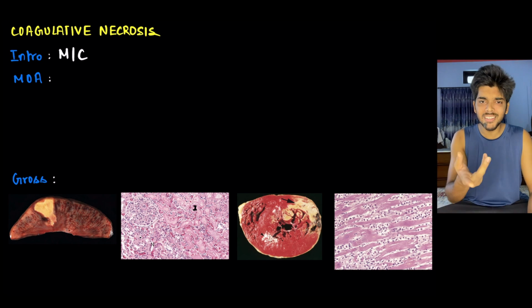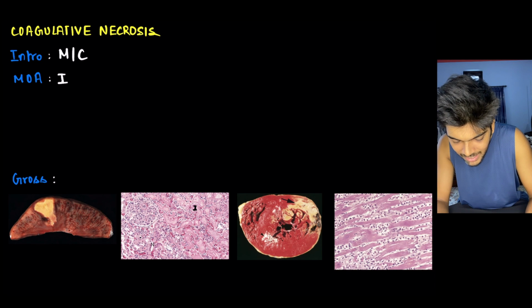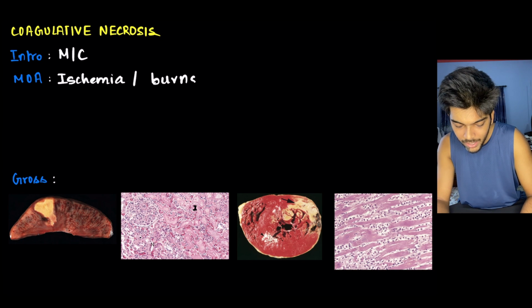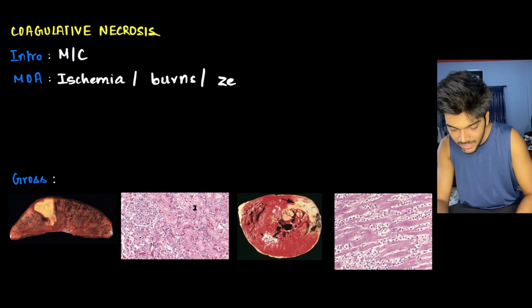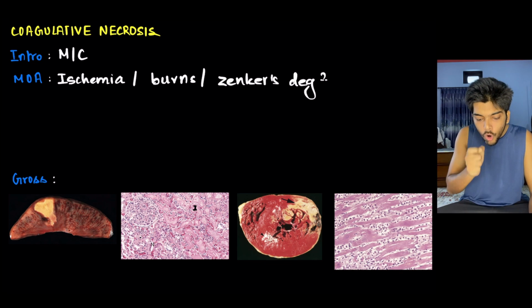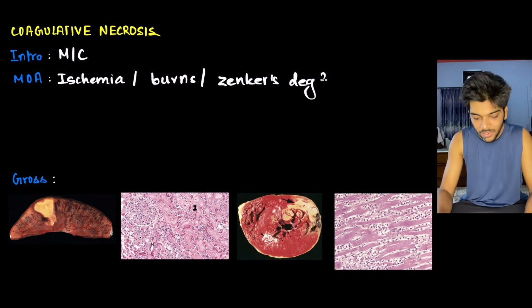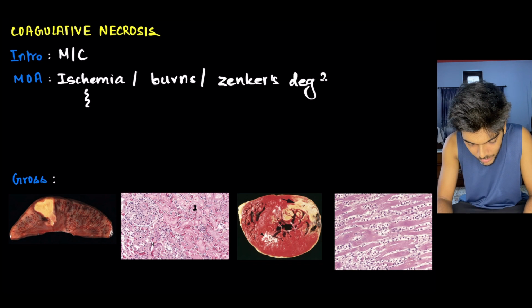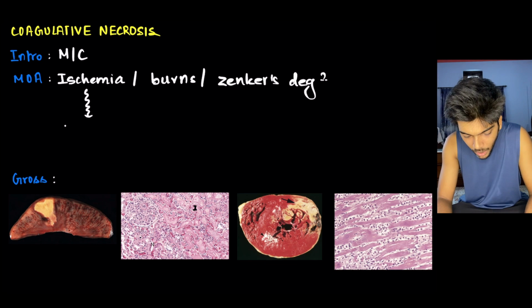Mechanism of action, I just said, it is due to ischemia of solid organs. Are there any other reasons? Yes, burns can lead to coagulative necrosis as well. Jenker's degeneration, I just said, is a special type of coagulative necrosis. But out of all of these, the most common cause of coagulative necrosis is ischemia of solid organs.